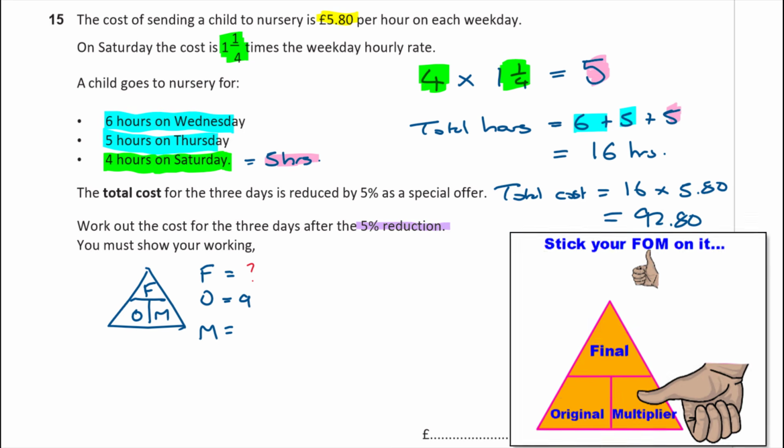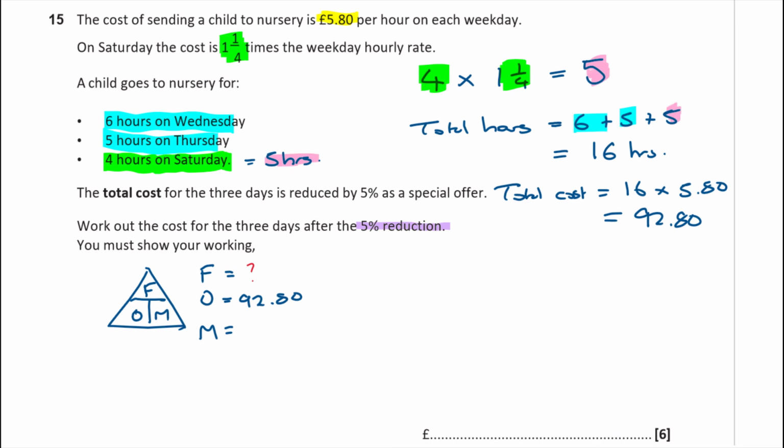So £92.80. And the multiplier, well, I've got a 5% reduction. So if I've got 100%, which was the cost before the reduction, minus the 5%, that is 95%. And as a decimal, that is 0.95. Okay? So I've got an original of £92.80. I've got a multiplier of 0.95. I want the final. So with the triangle, cross out the thing you want to find, and then look what you have to do with the other two. So my final amount is equal to my original amount times my multiplier.